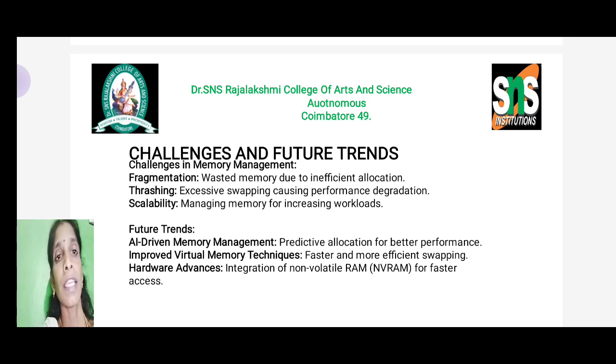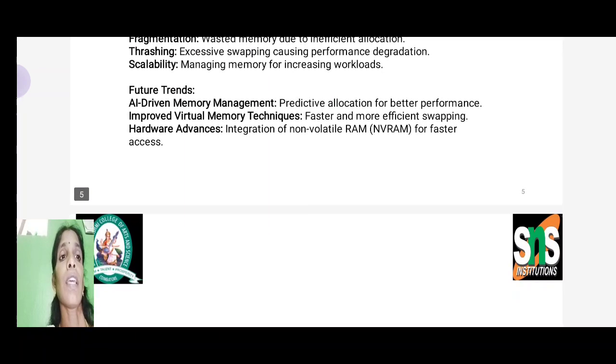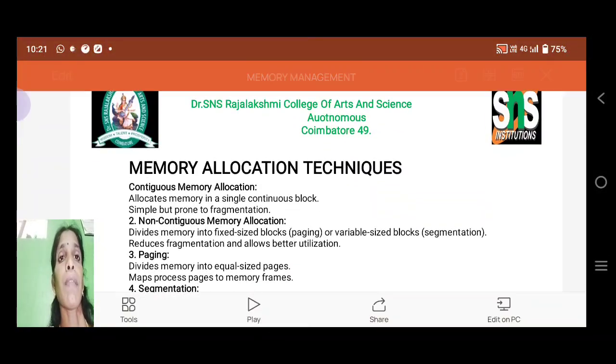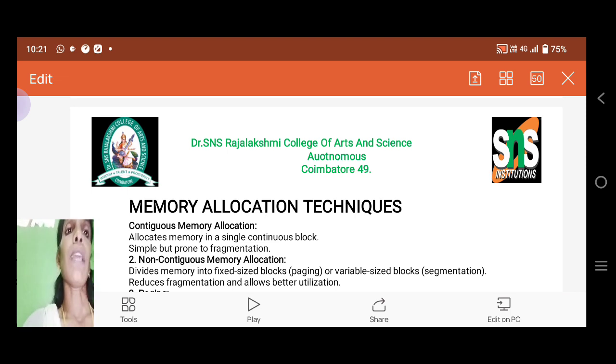Future trends. AI driven memory management, with predictive allocation for better performance; improved virtual memory techniques, faster and more efficient swapping; hardware advances, integration of non-volatile RAM for faster access. These are all the very important memory management techniques which can be available in the future of operating system performance.